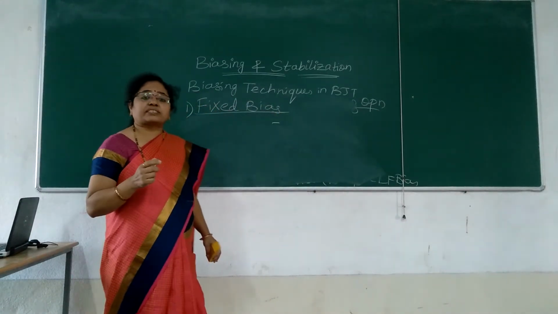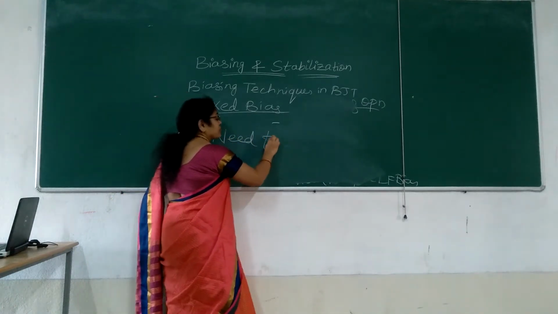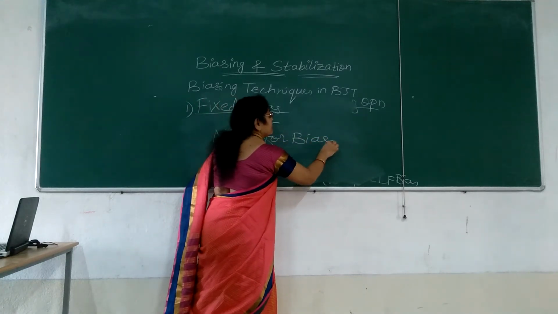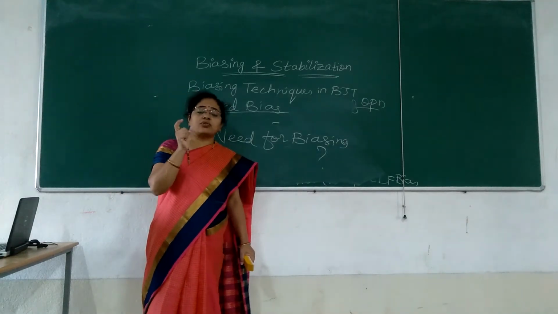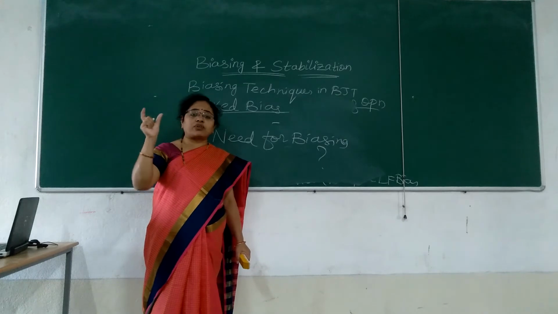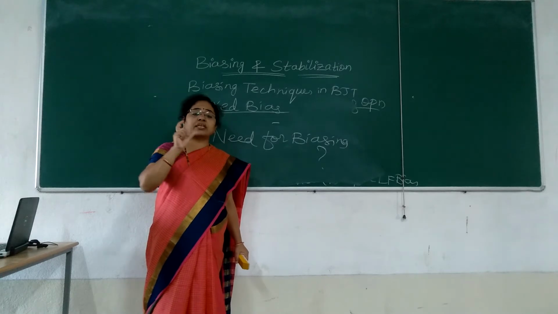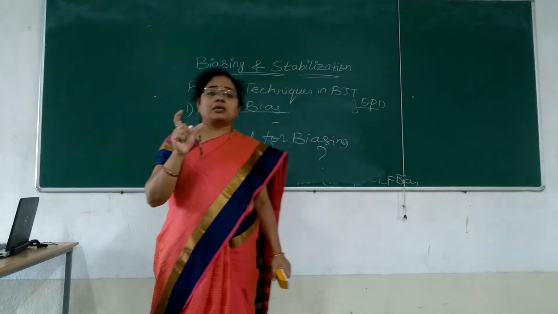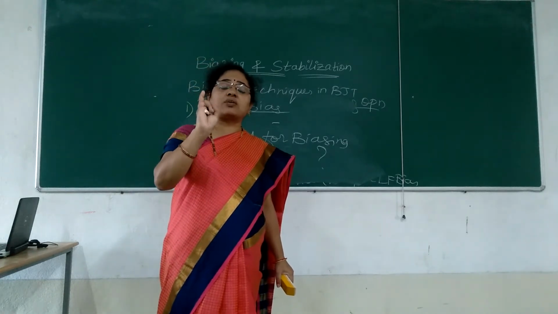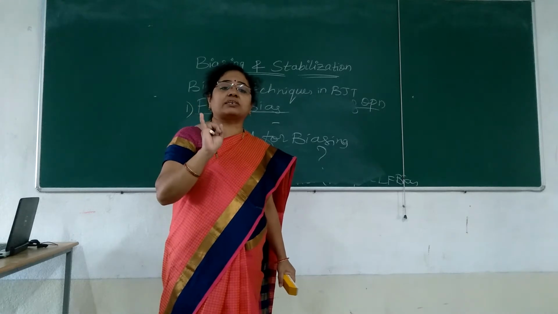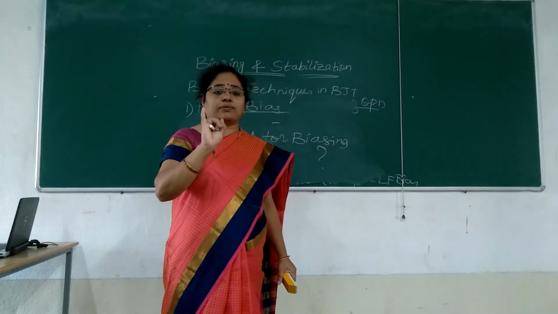What is the need for biasing? As already said, the BJT has to be forward biased on the input side and reverse biased on the output side so that it operates in active region properly. In order to do this, we apply external voltage, which is nothing but biasing the circuit. We will provide an appropriate DC supply for the circuit.